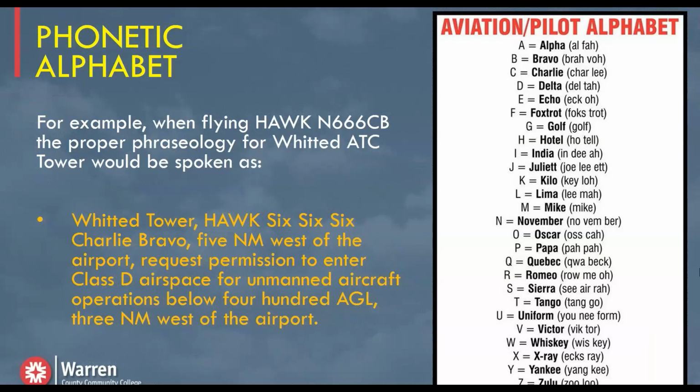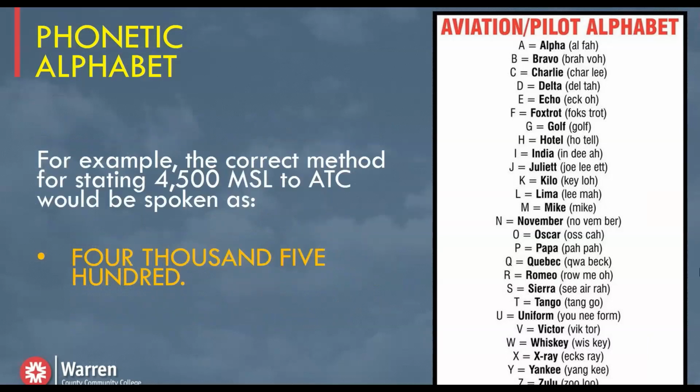It was easy to remember because it was obviously the longest answer, I think, on the entire test, but it would be: Whitted Tower, Hawk 666, Charlie Bravo, 5 nautical miles west of the airport, request permission to enter Class D airspace for unmanned aircraft operations below 400 above ground level, 3 nautical miles west of the airport. So you would speak that entire thing out, even though there's a couple times when there's letters.